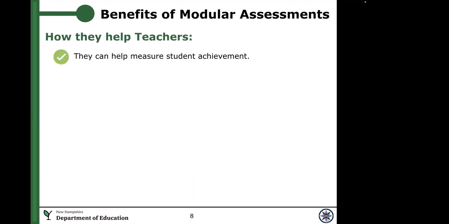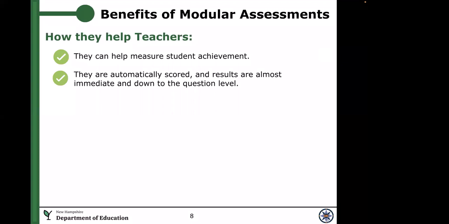How they help you as teachers, obviously they're going to be able to help measure student achievement. The students are getting into the system, it is scored, you will be able to see what their scores are almost immediately. And again, automatically scored. That question level data is really helpful because anytime we're doing assessments, the New Hampshire SAS summatives, while they are a good indicator of where students are in relation to the Common Core standards, you can't look at it down to the question level for students. So you're not totally aware of where the misunderstanding is or what the type of question it was necessarily. With the modulars, you can see that, so it's really helpful.